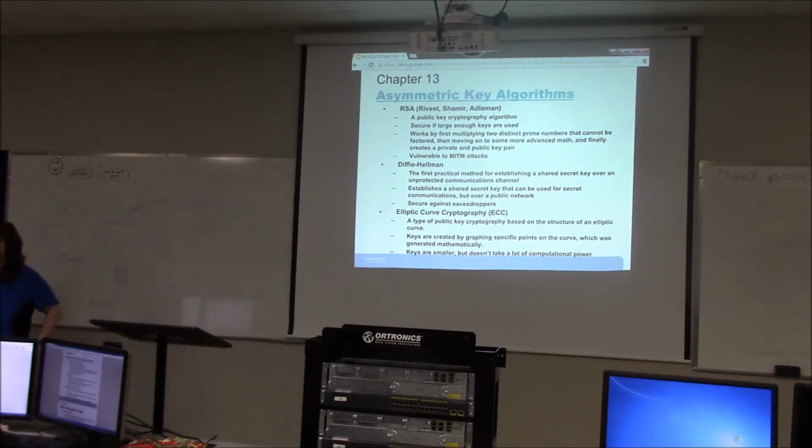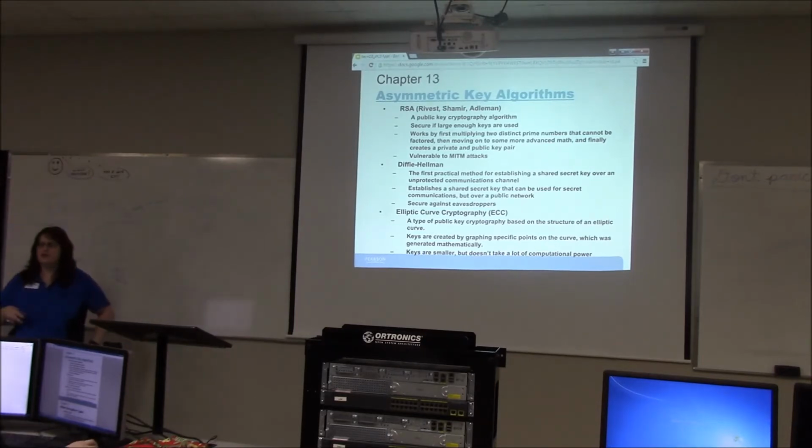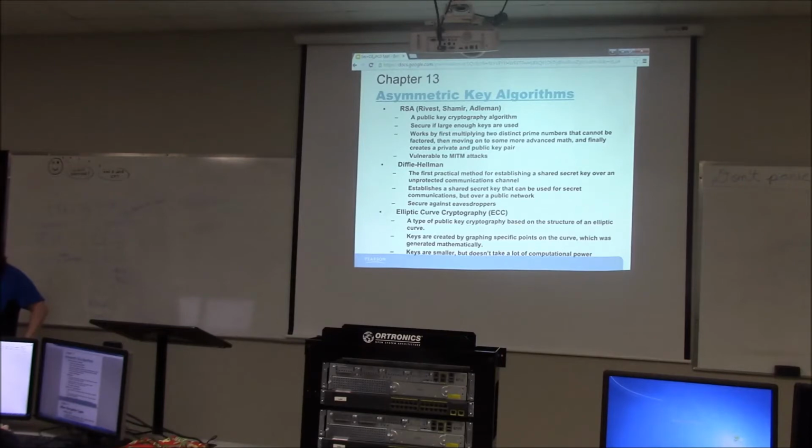The curve is generated through some mathematical formula. The keys are smaller, so it doesn't take a lot of computational power to be able to use ECC. Because of that, ECC is really commonly used on mobile and wireless devices, because it doesn't take as long and doesn't take as much power. That makes sense, because you want the battery on your cell phone to last as long as it possibly can, and you definitely don't want things like that draining it. So when you think of ECC, think of mobile phones.